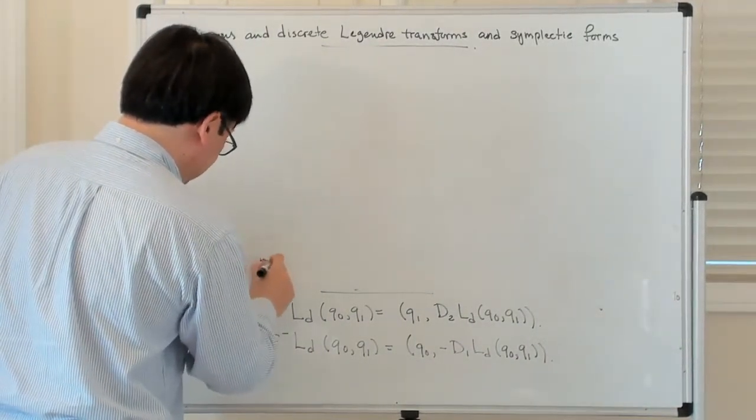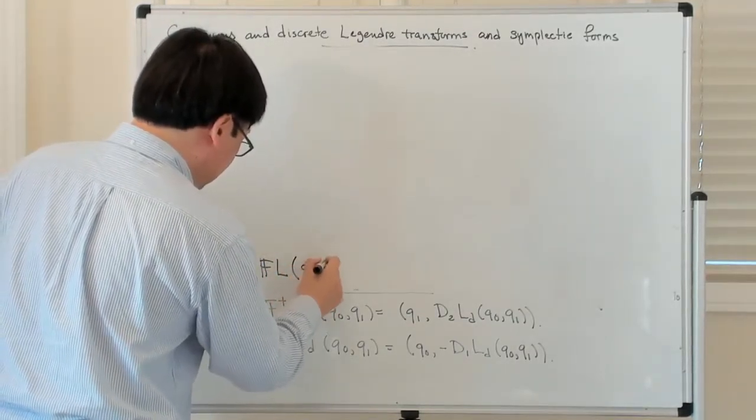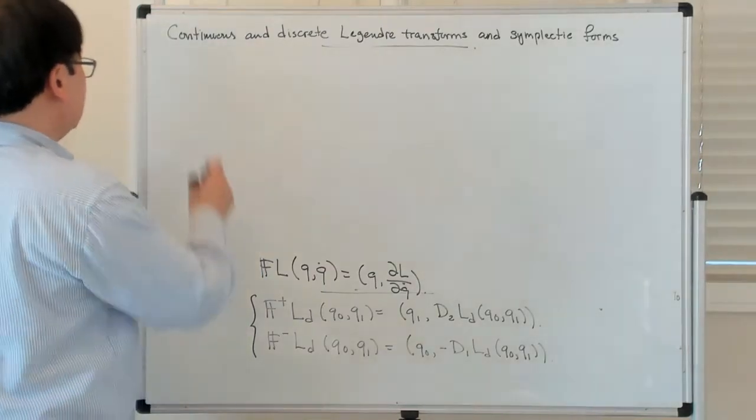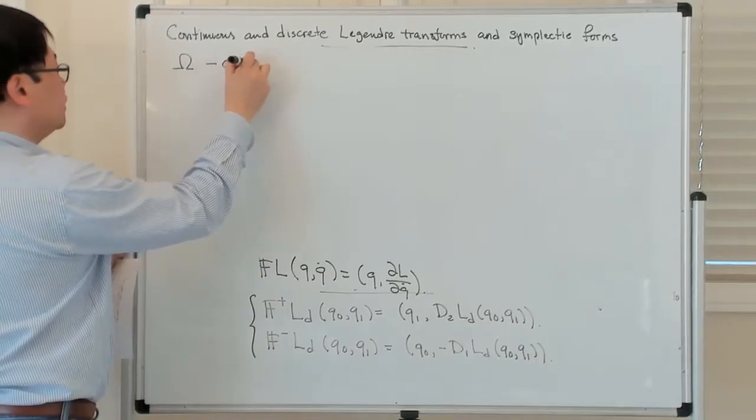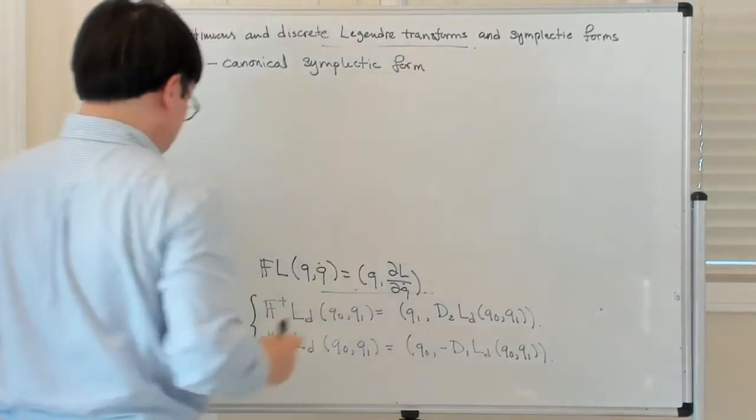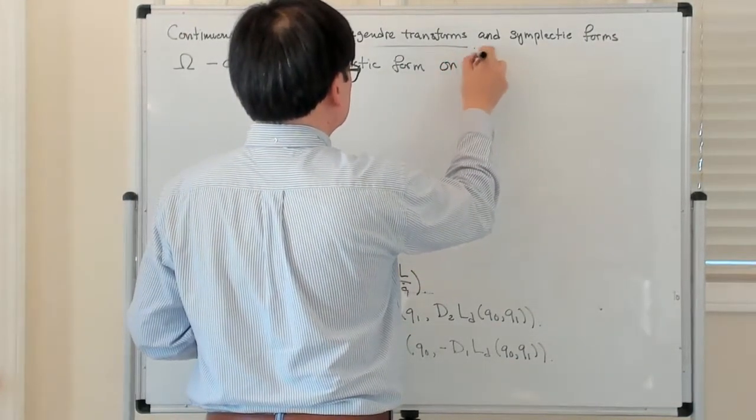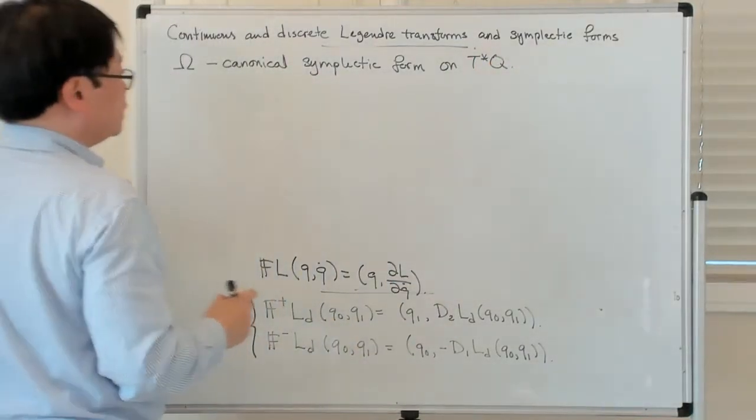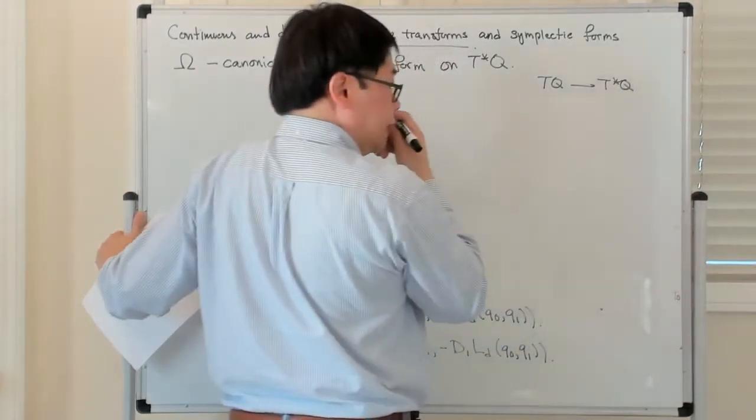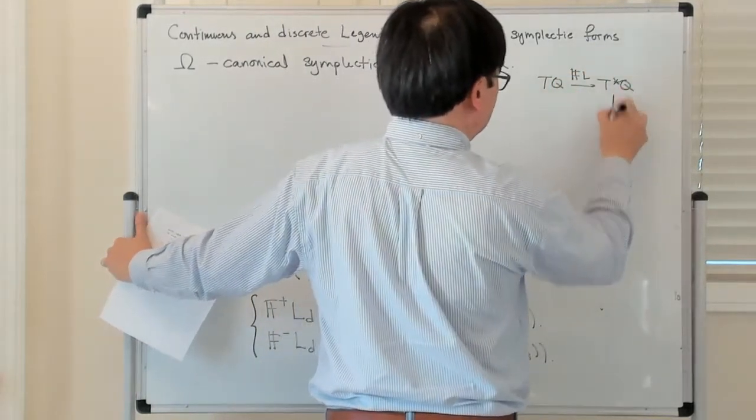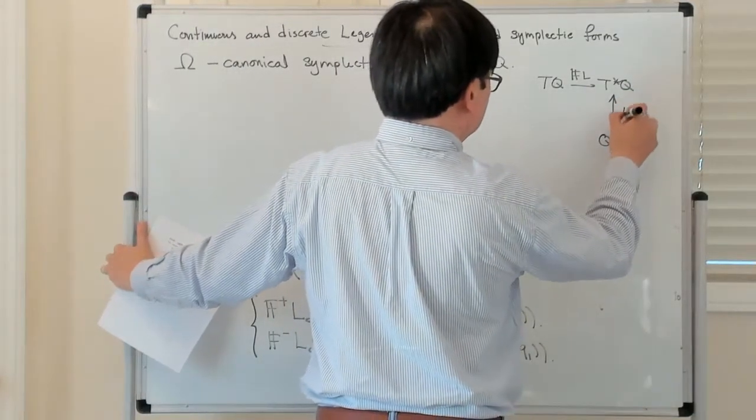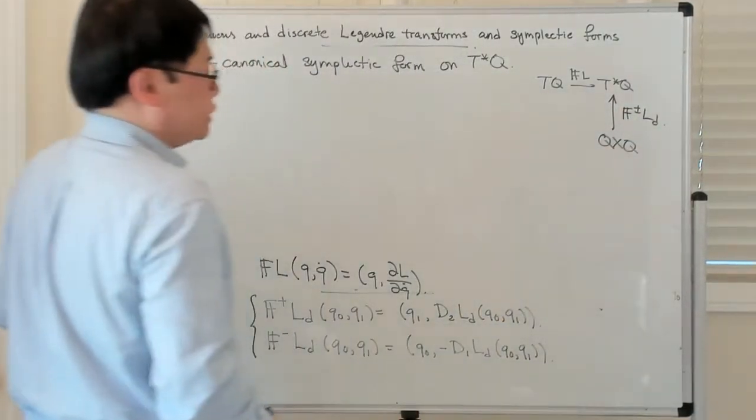So we have the continuous Legendre transform FL, which maps q and q dot to q and the derivative of L with respect to q dot. We have the canonical symplectic form on T star Q, and then these maps. Let me draw a picture here. We have T star Q here, we have TQ, and a Legendre transform which I denoted by FL. Then there's another map from Q cross Q to again T star Q, which are now F plus minus LD, the discrete Legendre transforms.